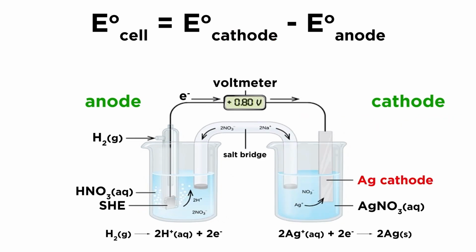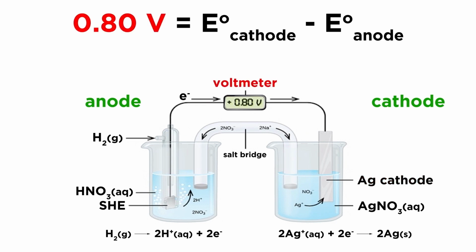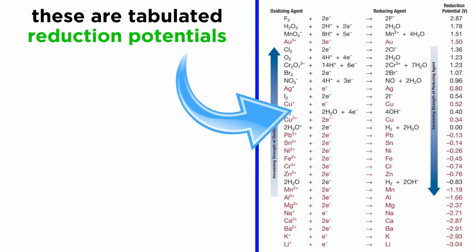Let's replace the copper cathode with a silver one. Now the voltmeter reads 0.8 volts, so that must be the standard reduction potential for silver 1 ions, because again, the reference electrode will be 0. This method has been used to determine the standard reduction potentials for many materials, some of which are listed here.